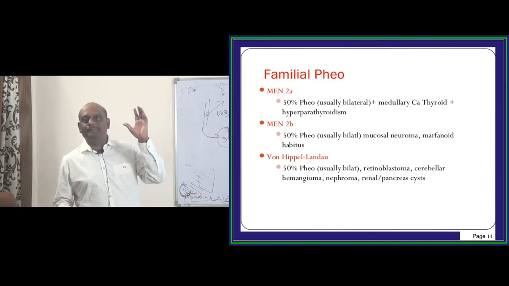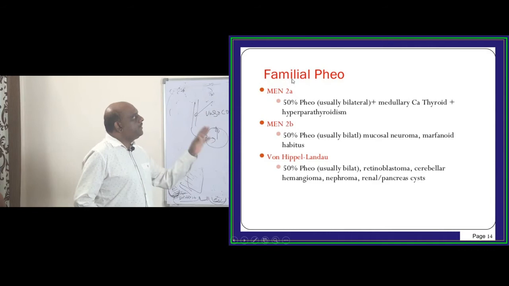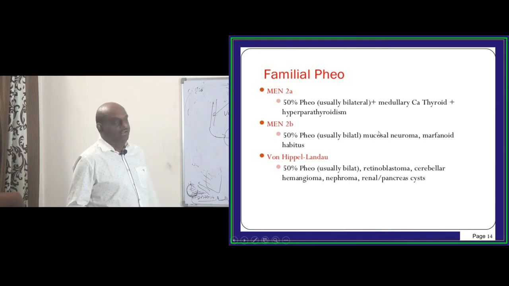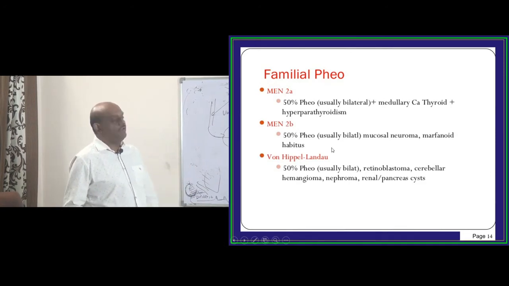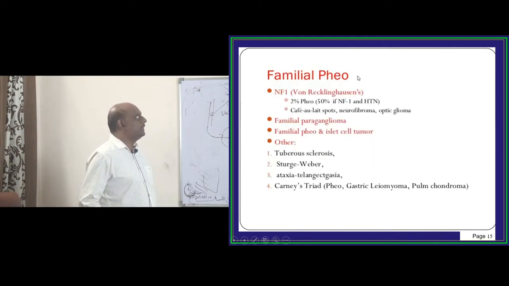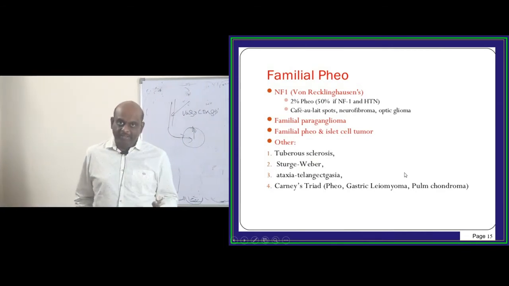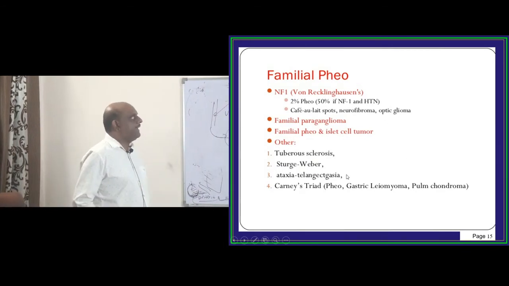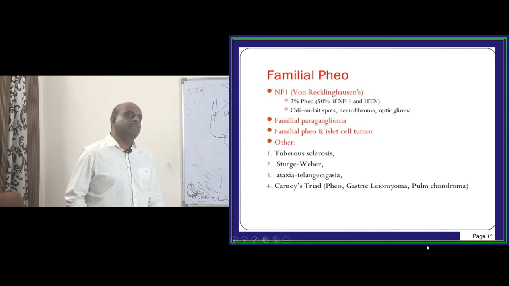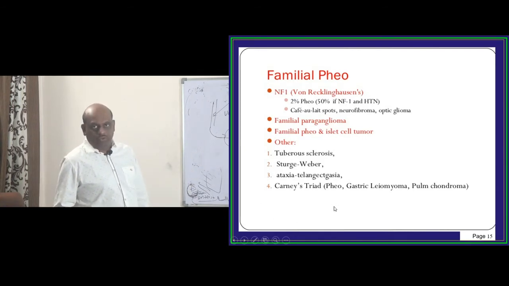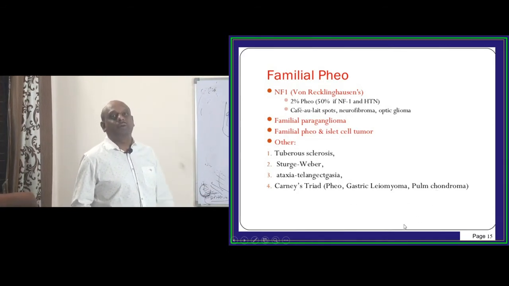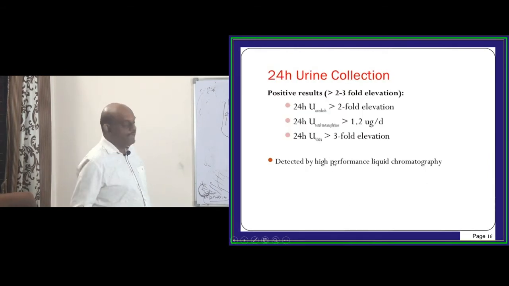So, you should have a comment on familial pheo. Is the voice loud and clear? Yes? Yeah. MEN 2A have familial pheo, 50% pheo, usually bilateral. MEN 2B have 50% pheo, usually bilateral. Von Hippel-Lindau also has pheo in the familial variety. Similarly, neurofibromatosis type 1, familial paraganglioma, tuberous sclerosis, Sturge-Weber, ataxia telangiectasia, Carney, any of them can have pheo. Carney's triad includes in fact pheo plus gastric leiomyoma and pulmonary chondroma is what you are going to emphatically remember.